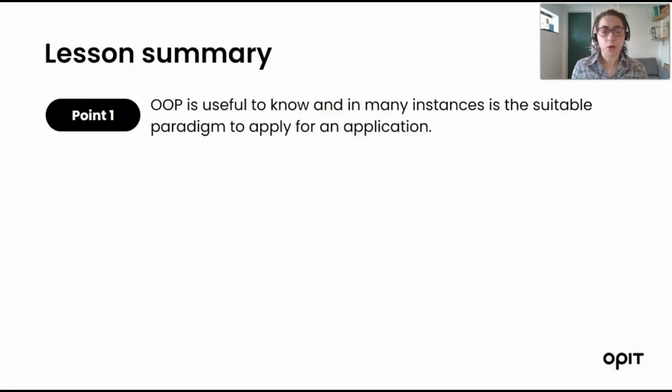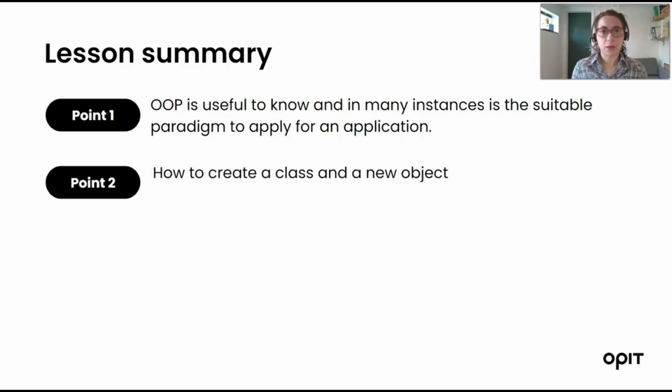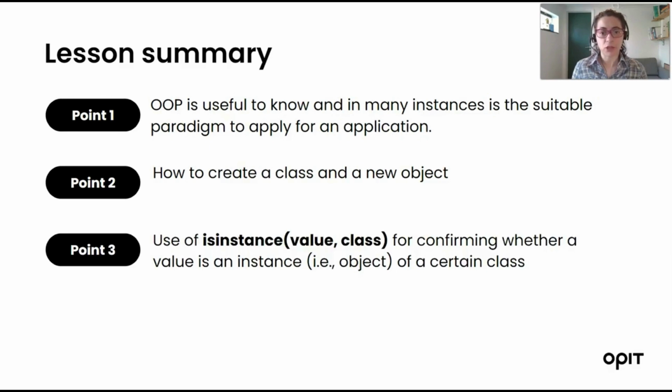To recap now, object-oriented programming is useful to know, and in many instances it is the suitable paradigm to apply for an application, even though it is not strictly necessary for data science, all depending on the application, of course. We spoke about classes and objects and how to create those, and lastly we mentioned the built-in function isinstance that allows us to confirm whether an object is an instance of a certain class.